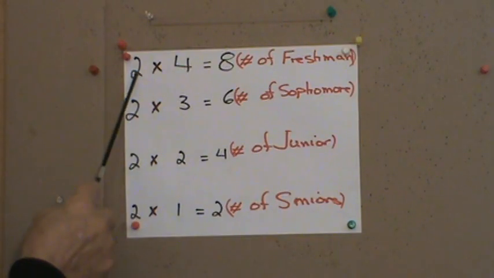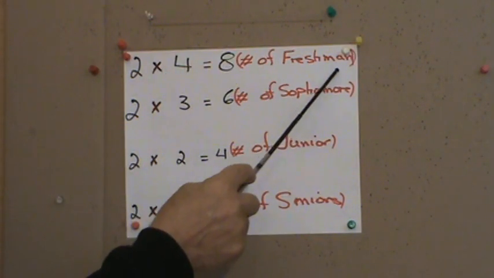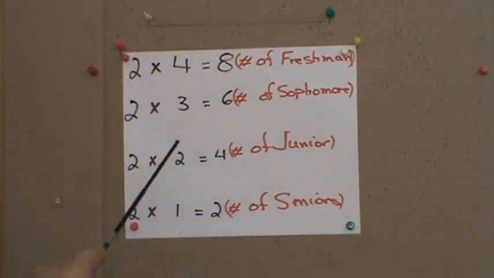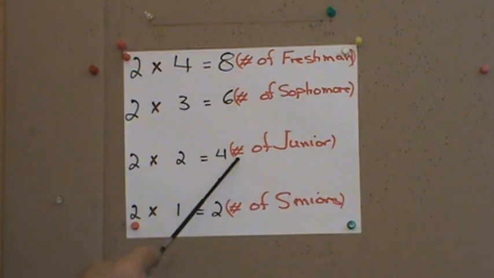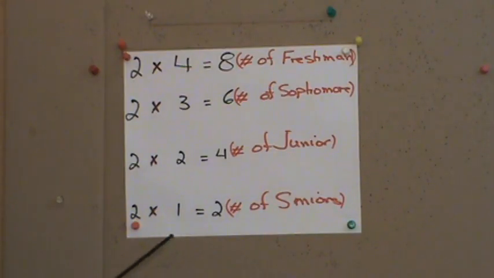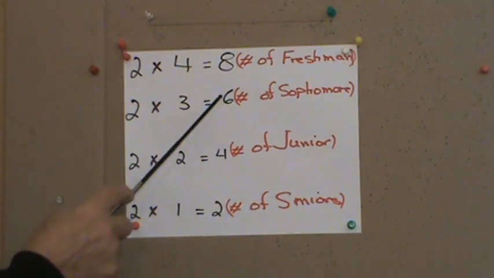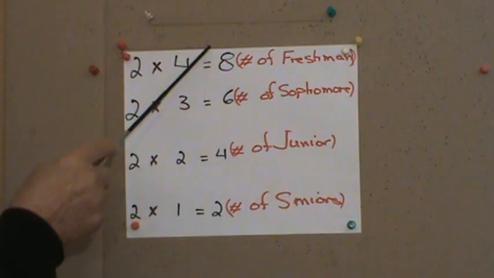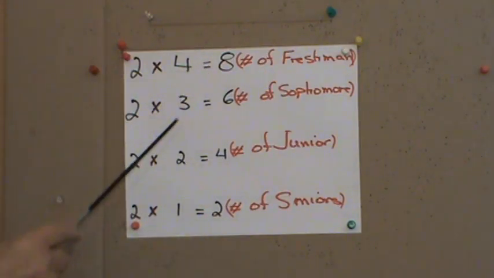Here, 2 times 4 is 8, the number of freshmen in that club. 2 times 3 is 6, the number of sophomores. 2 times 2 is 4, the number of juniors. And 2 times 1 is 2, the number of seniors. One thing you notice is that if we add all this together, we end up with the total population of the club: 8 and 6 is 14, and 4 is 18, and 2 is 20. The population of the club is 20. So you see how they are mentioned.